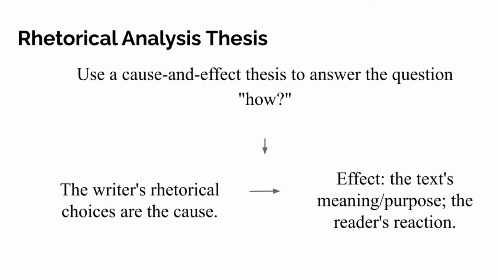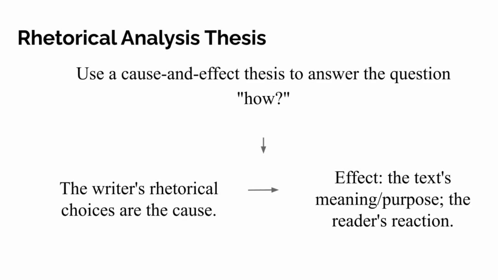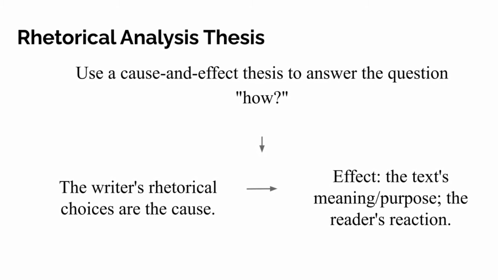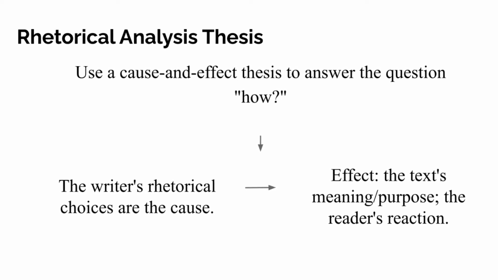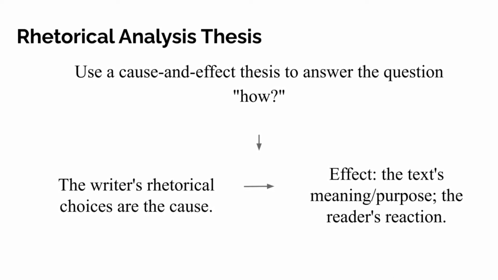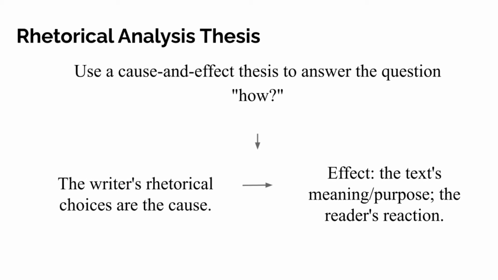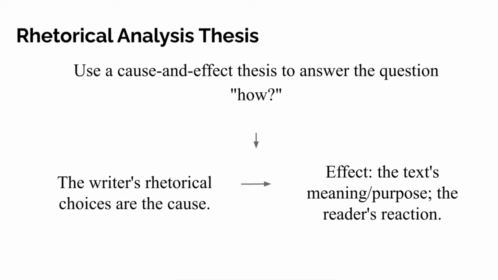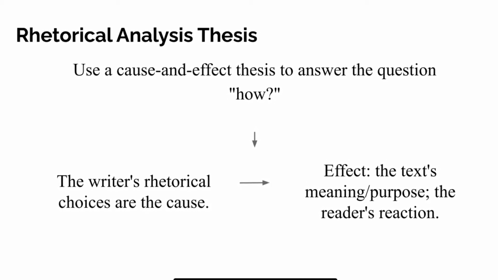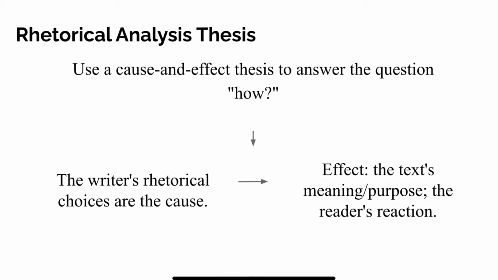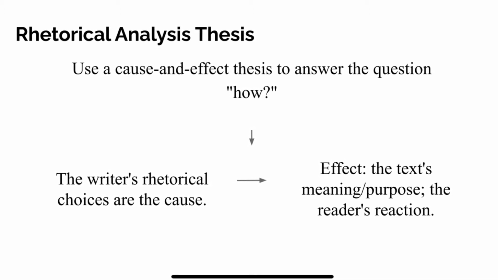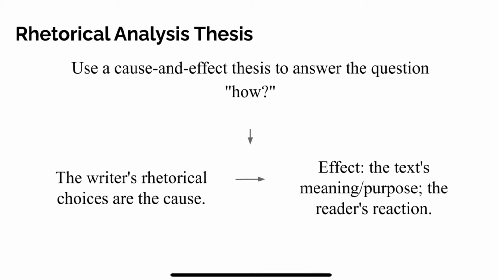Now, following with the rhetorical analysis thesis, you must use a cause and effect thesis to answer the question how. Now you can see the writer's rhetorical choices are the cause, and the effect is the text meaning, either the text meaning as purpose, and the reader's reaction, which is the effect of what we just went through before.